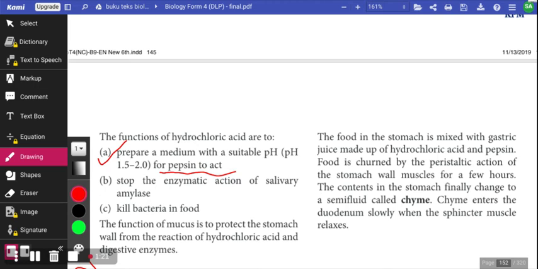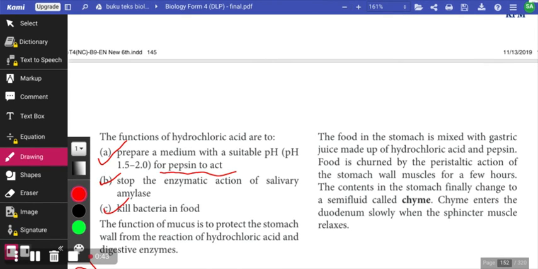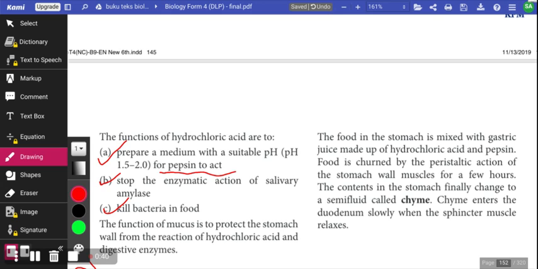The second function of hydrochloric acid is to stop the enzymatic action of salivary amylase. The suitable pH for amylase is neutral, around 7.5. So when it enters the stomach, amylase is no longer active because the medium has become acidic. And the last function of hydrochloric acid is to kill the bacteria in food.